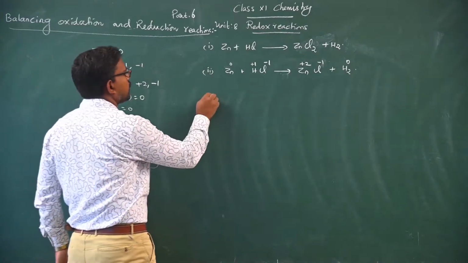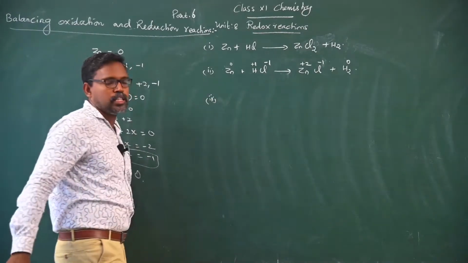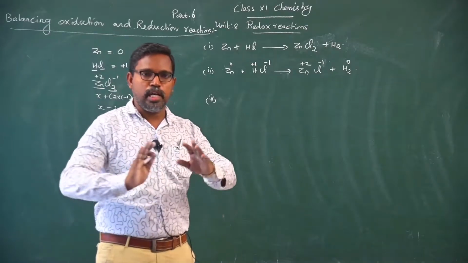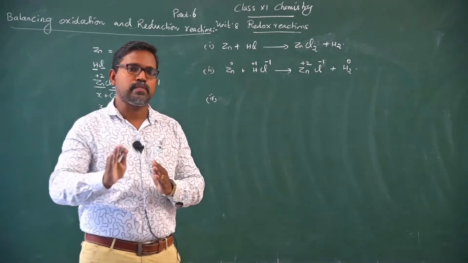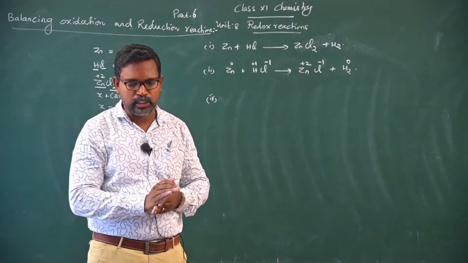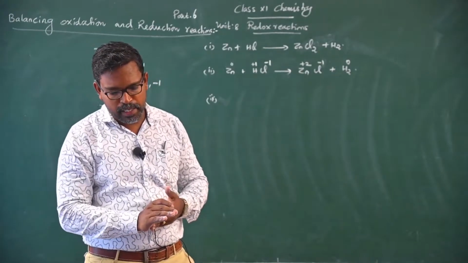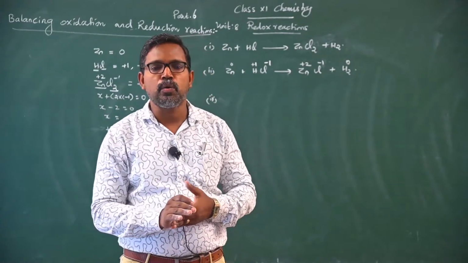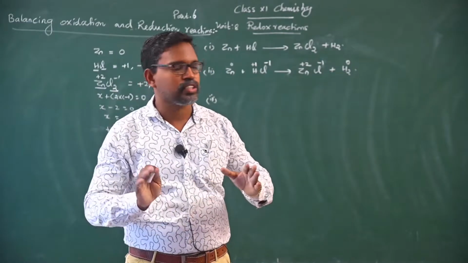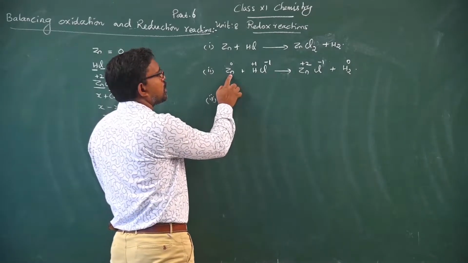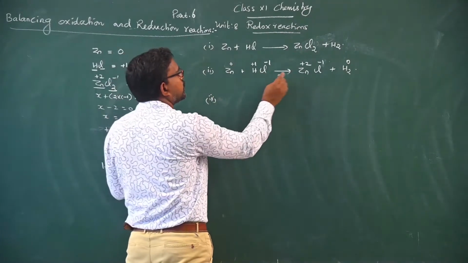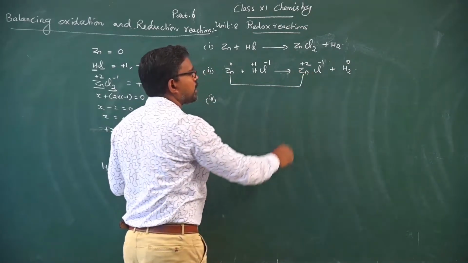Third stage is to predict what the types of process are, or in which element oxidation as well as reduction takes place. Third stage, identify the element or elements which undergo oxidation or reduction. So, you look at this equation, zinc in the 0 oxidation state is changed to +2 oxidation state.